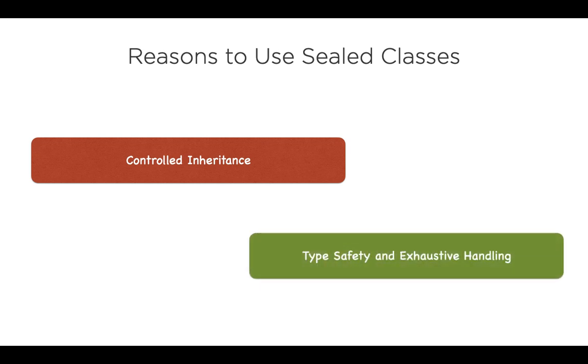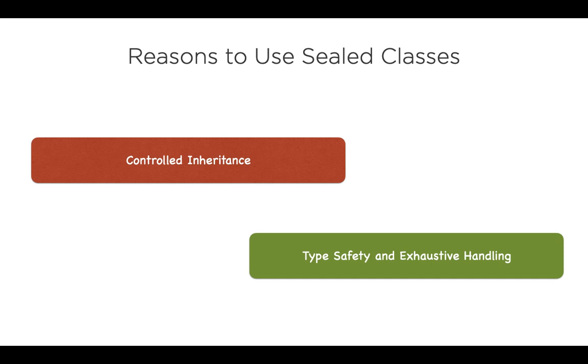Type safety and exhaustive handling. This ensures all possible subclasses are known at compile time, which enables exhaustive checks. This also improves code organization where related types are grouped together.